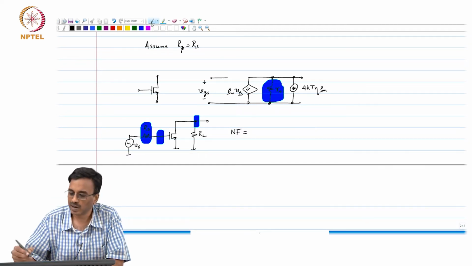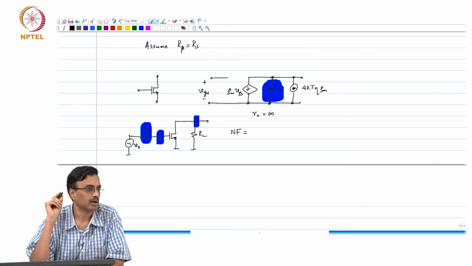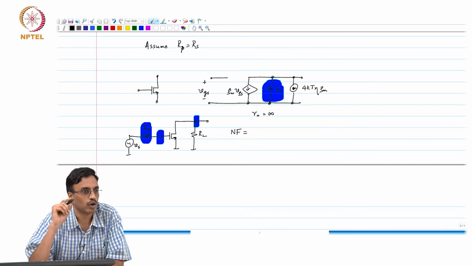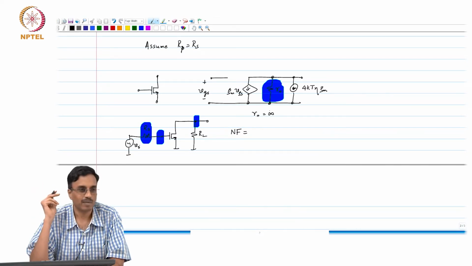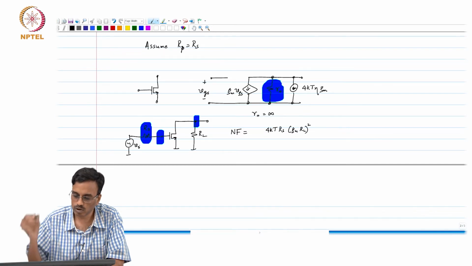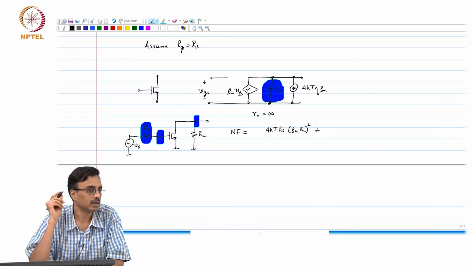Let us make life simple and assume again that ro is equal to infinity. So, what is the gain from the noise source to the output? Minus gm RL, right. So, what will be the output noise spectral density due to Rs? It is 4kT Rs times (minus gm RL) the whole square, which is the same as plus gm RL the whole square. Plus what else? Is that all? How many noise sources are there?